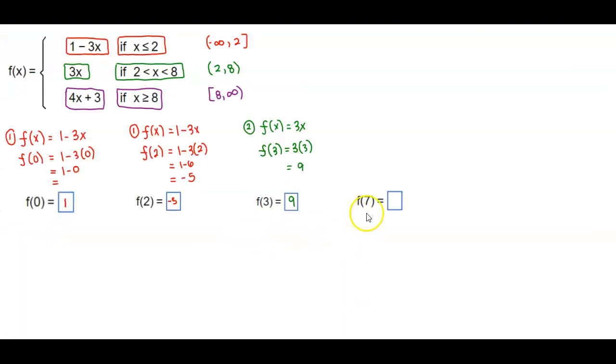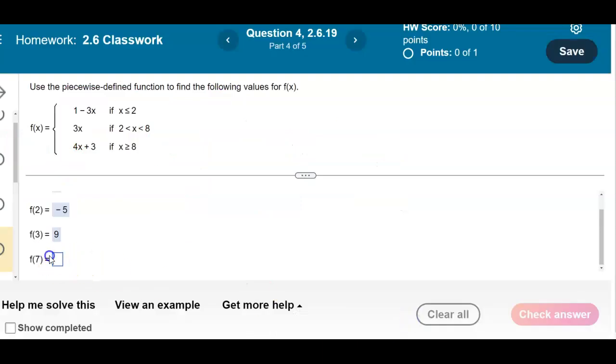Again, coming back here, where does x equals 7 lie in the restrictions? Well, it's going to be in between 2 and 8, so that means we're going to use the second function, which is f of x equals 3x. And then we want to find f of 7, where the input is 7, which means we're going to replace the variable x with 7. 3 times 7 is 21. And the answer to that question is 21.